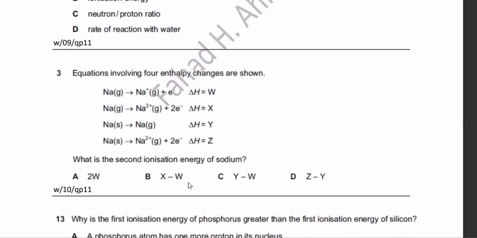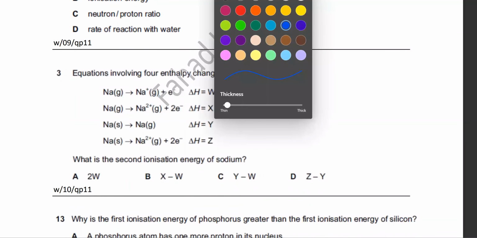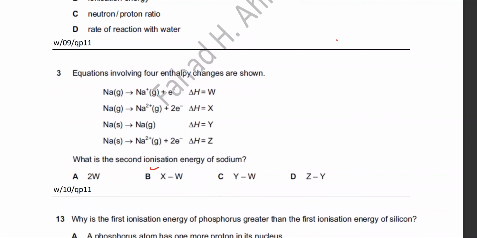So I mean, we can obviously write the equation for that. The second ionization energy of sodium. So sodium's first electron is already lost, and you're removing the second electron, right? So it becomes 2+ now, so we know that's the second ionization energy. Now describe that in terms of W, X, Y, and Z.